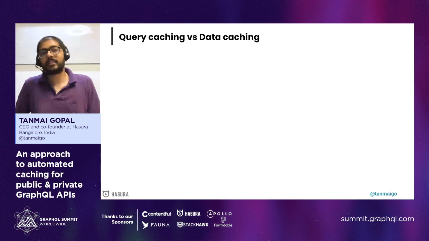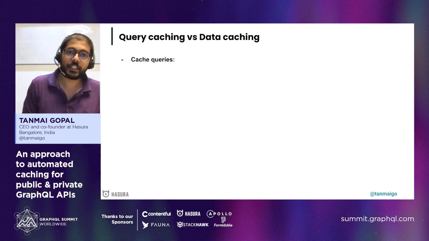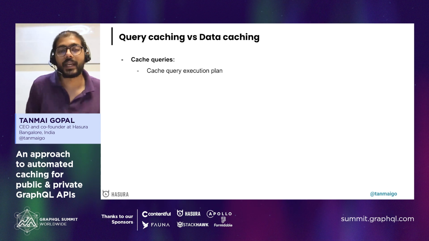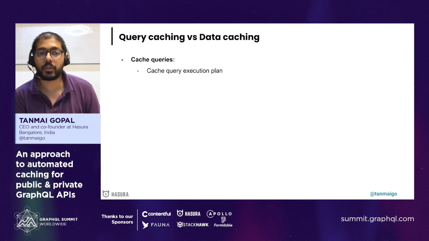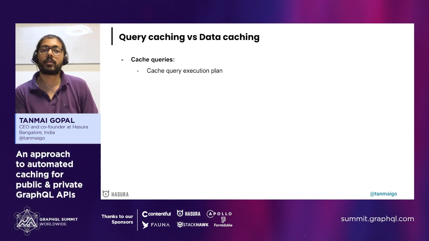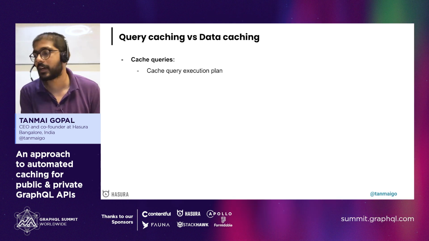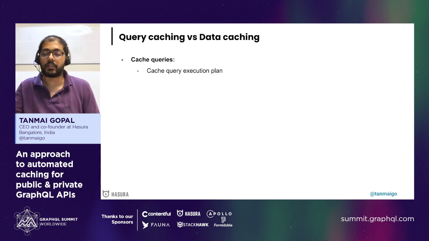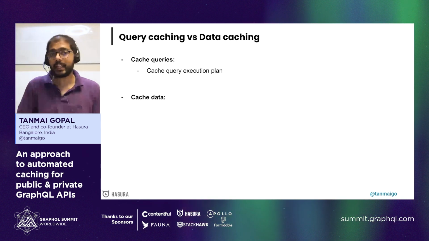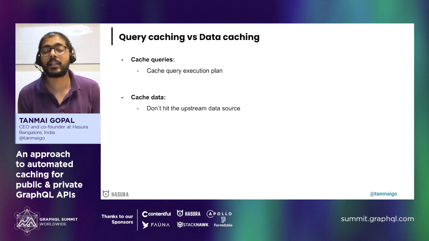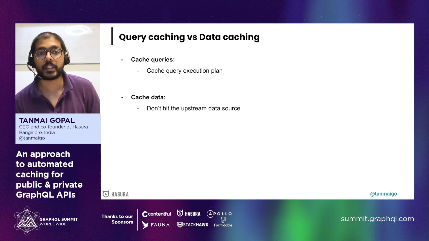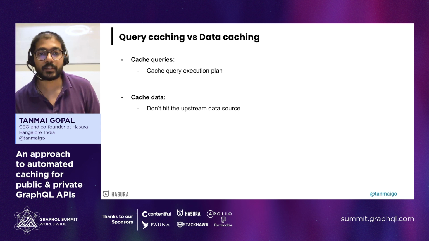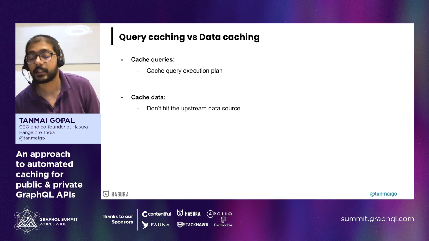All right, onwards to caching. So, query caching and data caching. Caching queries is the idea of caching the query execution plan so that whenever a new GraphQL query comes in, you don't have to figure out what to do. The server doesn't have to parse it, validate it, and figure out what to do every single time the same query, maybe with different variables, comes in. Caching data, on the other hand, is when you want to avoid hitting the upstream data source for queries that are expensive, and you want to reduce your load on the upstream, for example, the database.